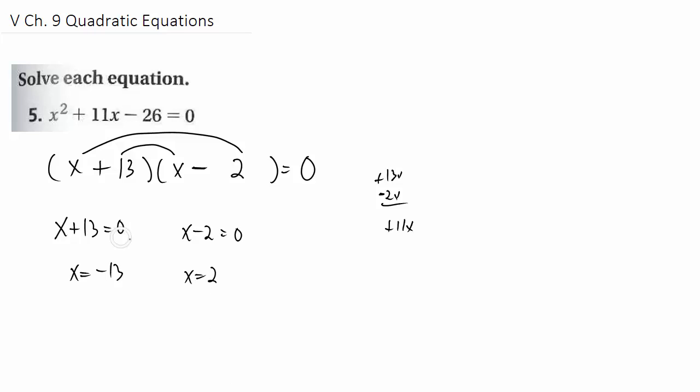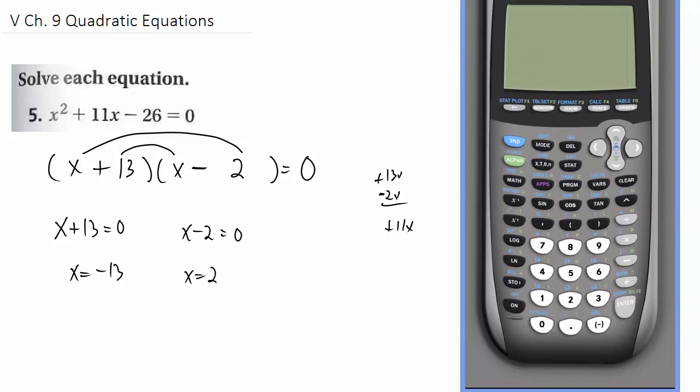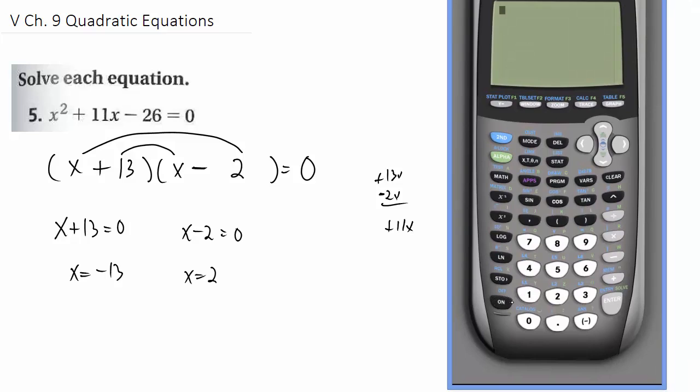Now, for some of them, I'm going to require you to show work, actually factor them, show it out, and write the solution. But you can use your calculator to help you find the factored form, just like we reverse engineered it in chapter 8. You can do a similar thing for the chapter 9 stuff.